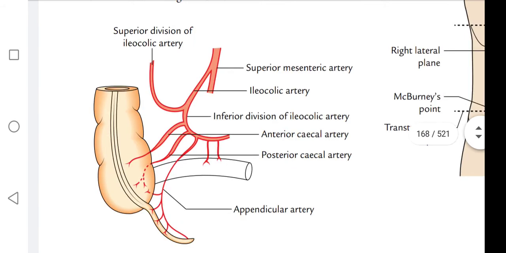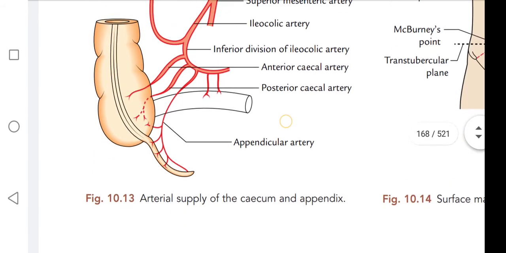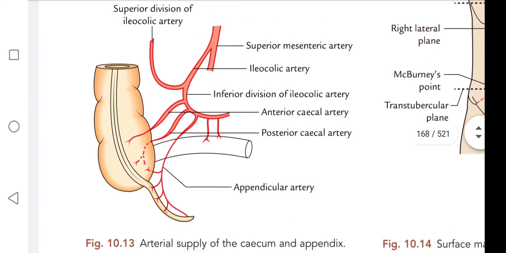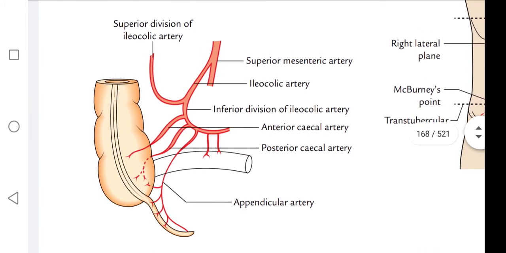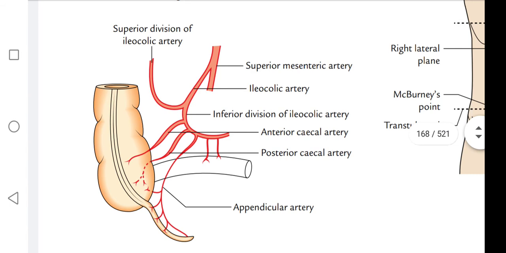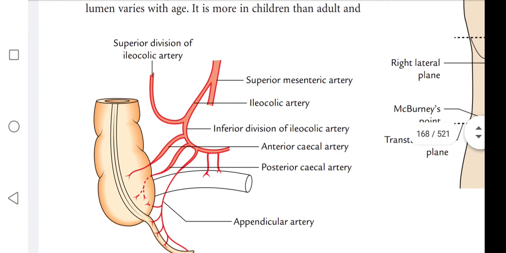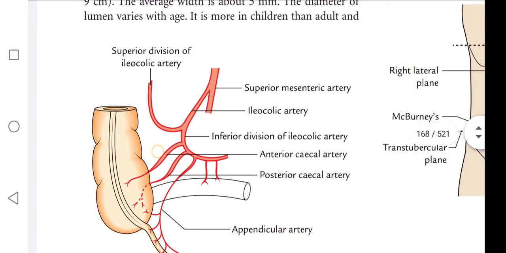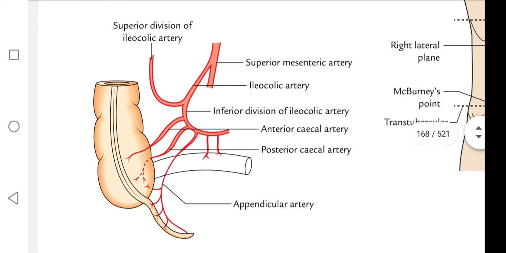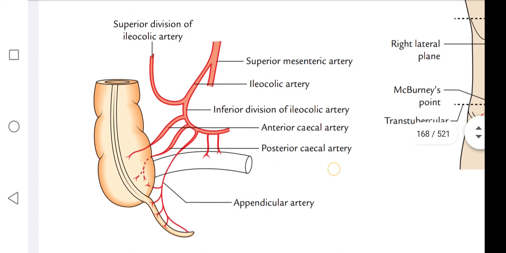Coming to the parts, this is the arterial supply of the cecum and appendix. The superior mesenteric artery gives the branch to the ileocolic artery. This ileocolic artery gives rise to the anterior and posterior cecal arteries, which supply the cecum. I think it is clear to you.